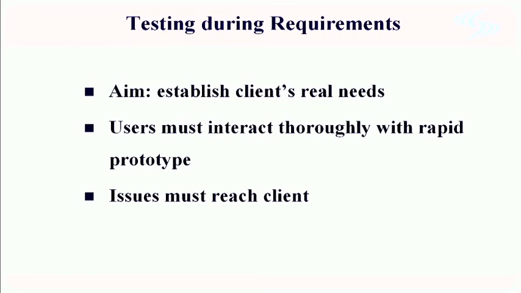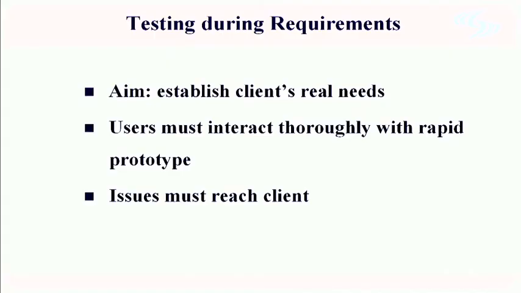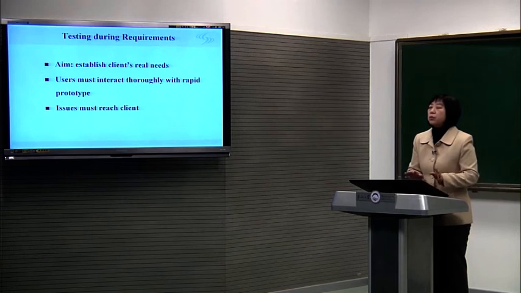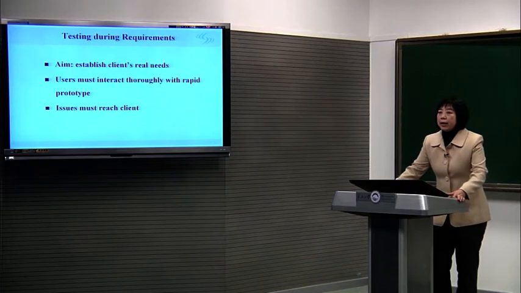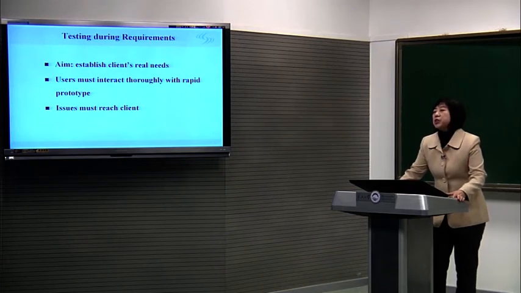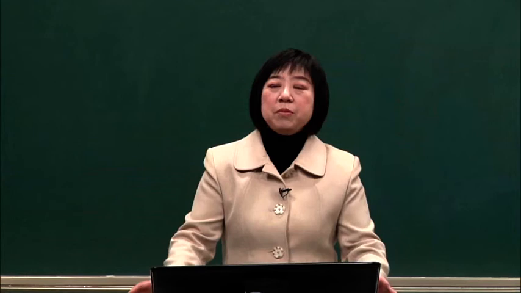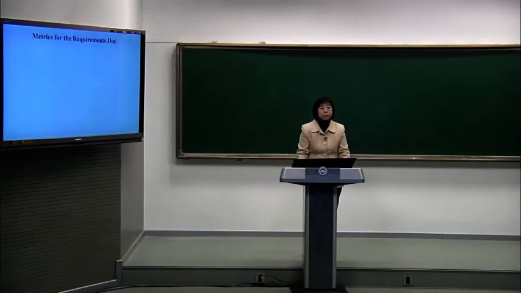And if there is a rapid prototype, the developers should make sure that the user interacts thoroughly with the rapid prototype, to make them interact, to make them feel, and to make them think about it. Okay. And all kinds of issues must reach the client. That means new requirements, new modifications, new strategy and so on. Finally, metrics for requirements documentation.